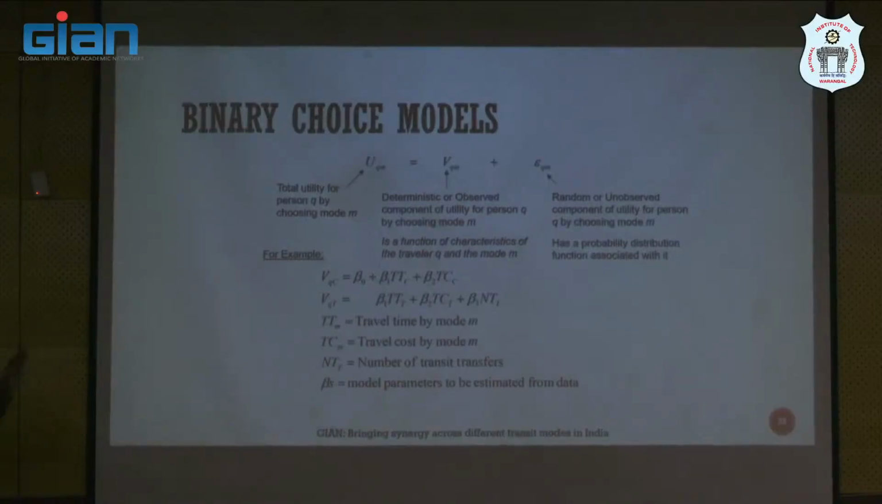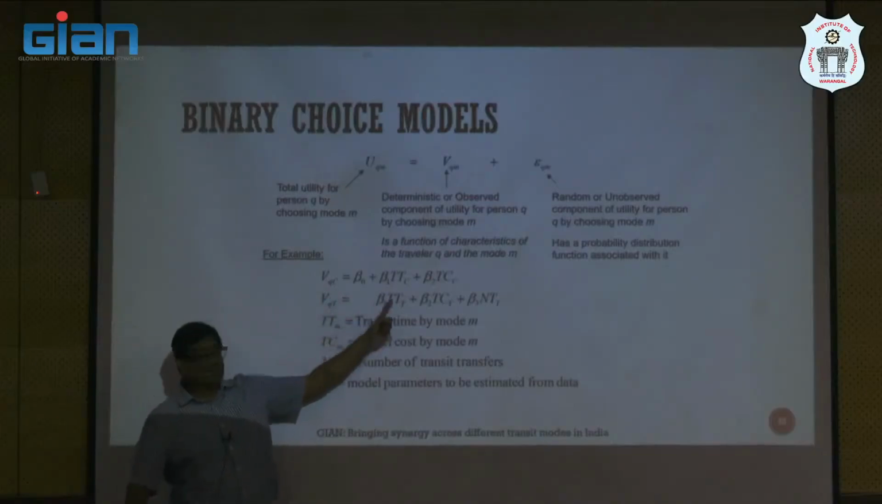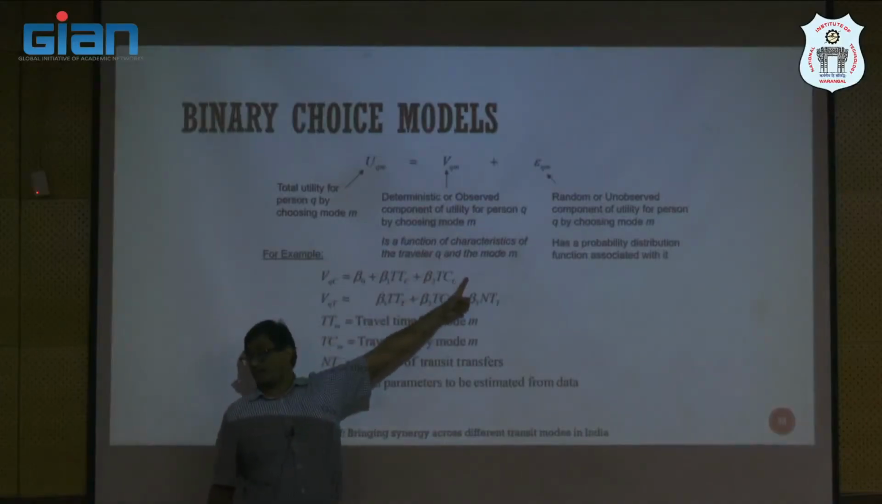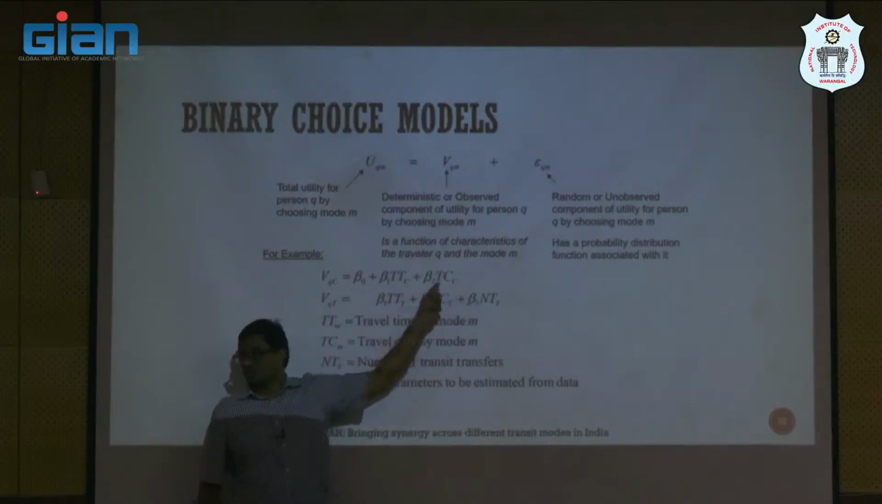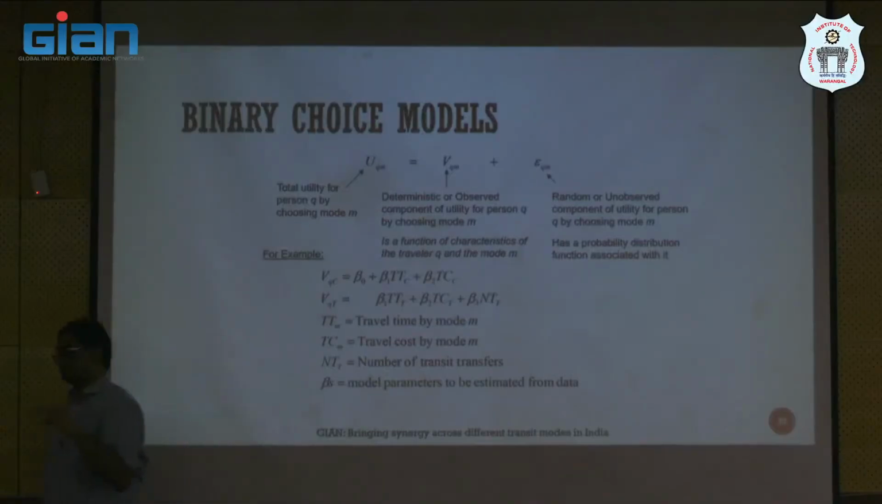The whole thing is 0 and beta naught plus beta 1 times PBC minus PBB: difference of travel times, difference of travel cost, and effect of number of transfers. So we are theoretically making one of them completely 0. We cannot, because utility of 2, 4 has no meaning versus 1, 3. So we have to make one of them 0 and find the other.